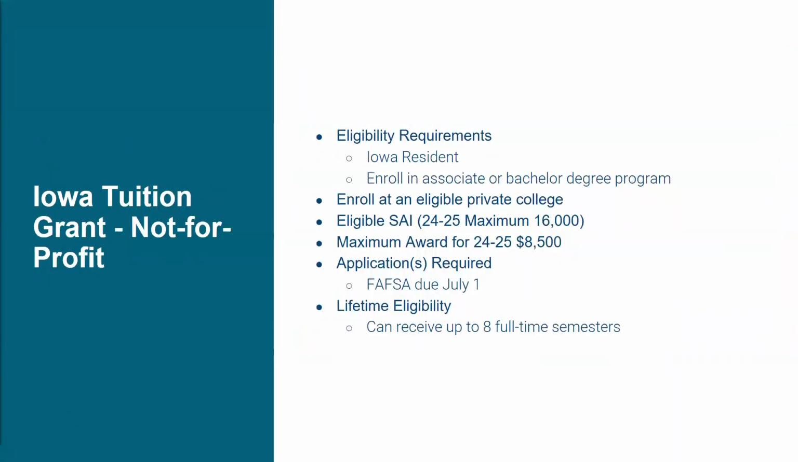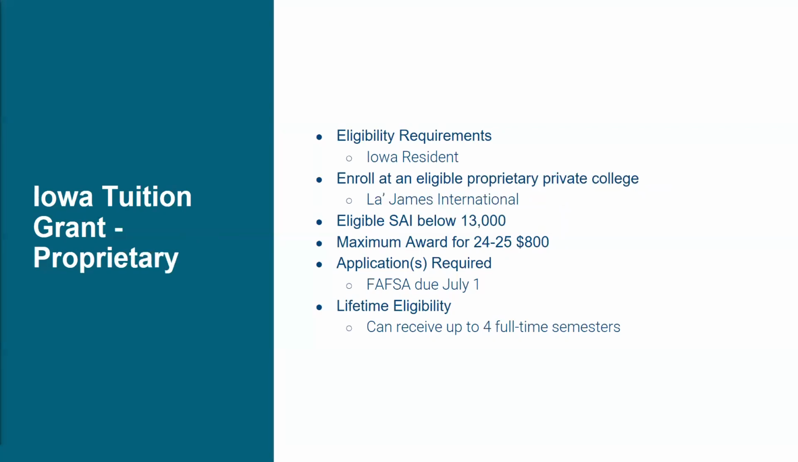Okay, the Iowa Tuition Grant for not-for-profit colleges is for Iowa residents who enroll in an associate or a bachelor's degree program. The student aid index for this one for the current year is 16,000 or below, and the current year award is $8,500 per year, so a decent award there. The application is just the FAFSA, and that has to be filed for next year by July 1st, 2025. You can receive up to 8 full-time semesters for the not-for-profit Iowa Tuition Grant.